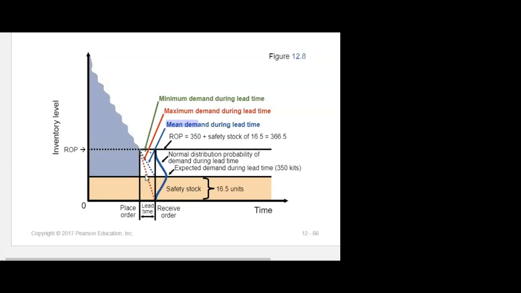If you go with the maximum demand during the lead time, that would cover the majority of your demand, so you have a lower risk of stocking out. That would be the bottom part. If you go with the minimum, of course, the majority of times you will stock out, and the probability of having that amount of high demand is actually very high.